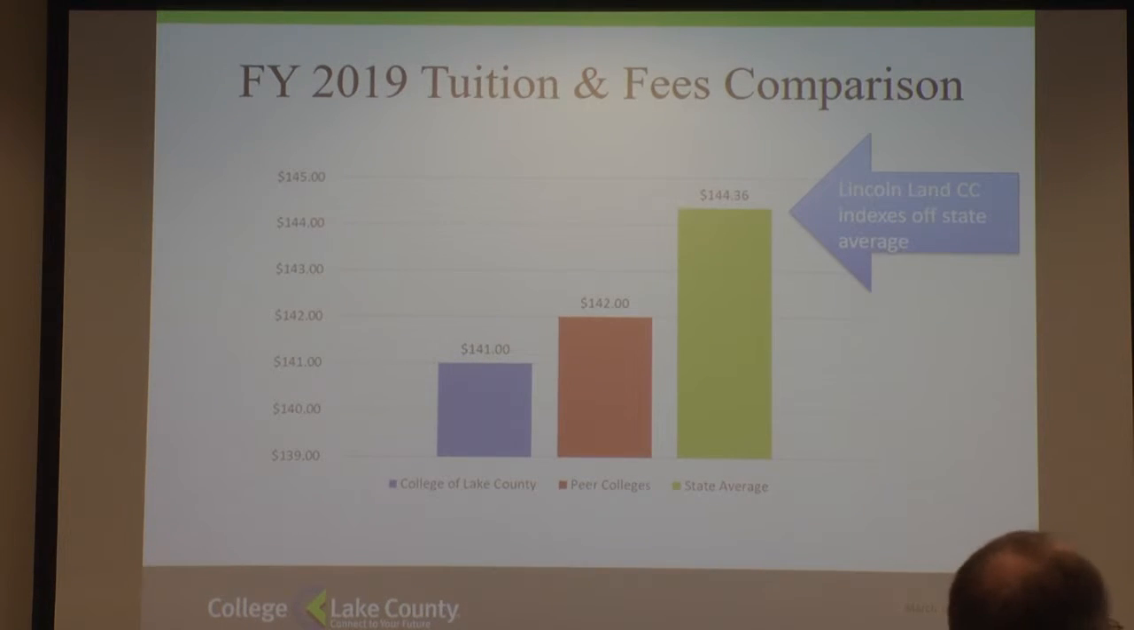Our peer colleges are at $142, which is the guide, since our current board direction is to try to stay within our peers. And then the Lincoln Land model would take us up another couple dollars to start there and then kind of index off of that.